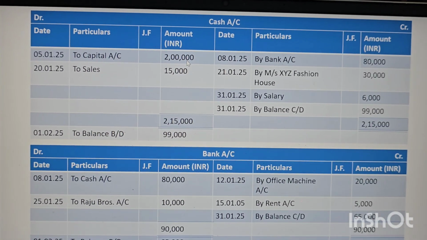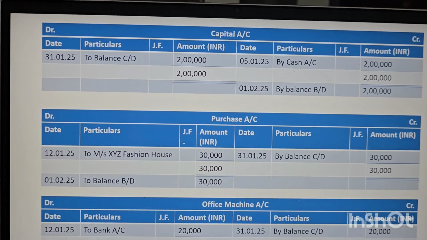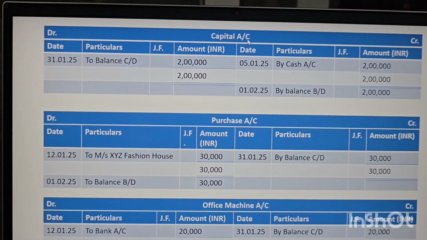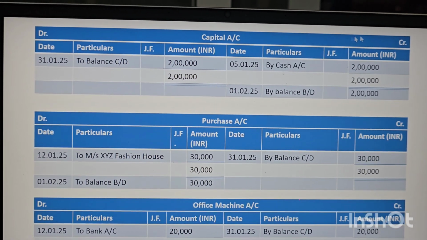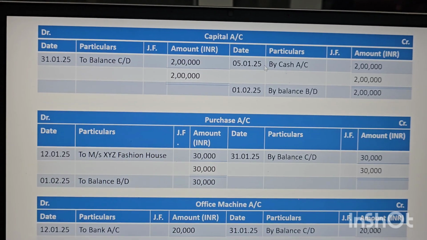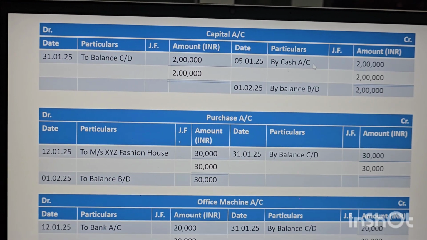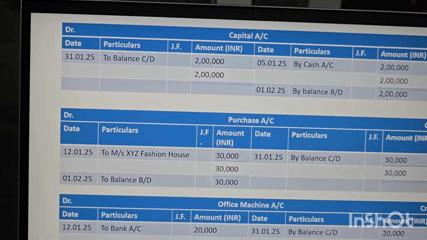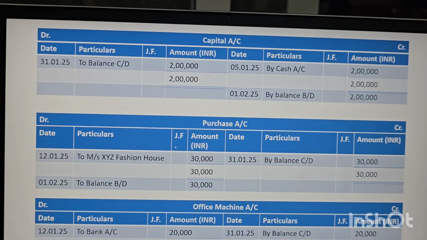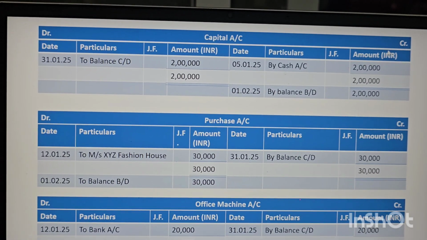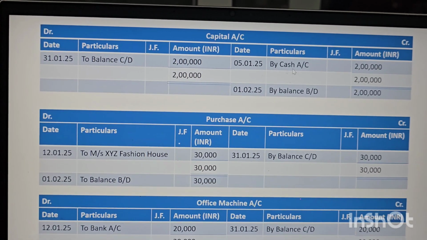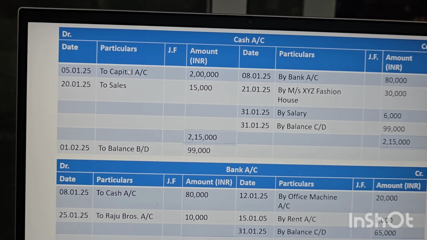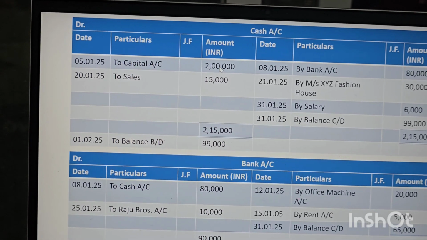Then in a very similar way, if I go to the capital account, it is getting credited over here. So here is the capital account, and we are crediting it against the cash. We write it as by cash account 2 lakh rupees. The entry we have learned is cash account debit to capital account. So in the capital account, we credit the transaction on the credit side against cash account, and in the cash account, we put it on the debit side as to capital account. This is how we are doing it.